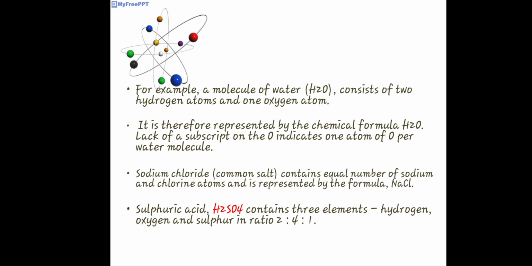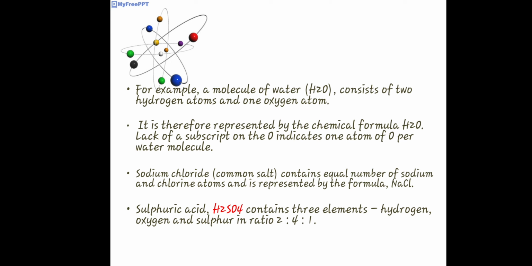Okay? Sodium chloride, or common salt, contains an equal number of sodium and chlorine atoms, and it is represented by the formula NaCl. Since the number of sodium and chlorine atoms is equal, you cannot write the subscript. There is already 1 sodium and 1 chlorine, so there is no need to put a subscript. As I've said, if the subscript of each element is 1, you don't need to write it. Then the symbol of the element will serve as your subscript, which is 1.